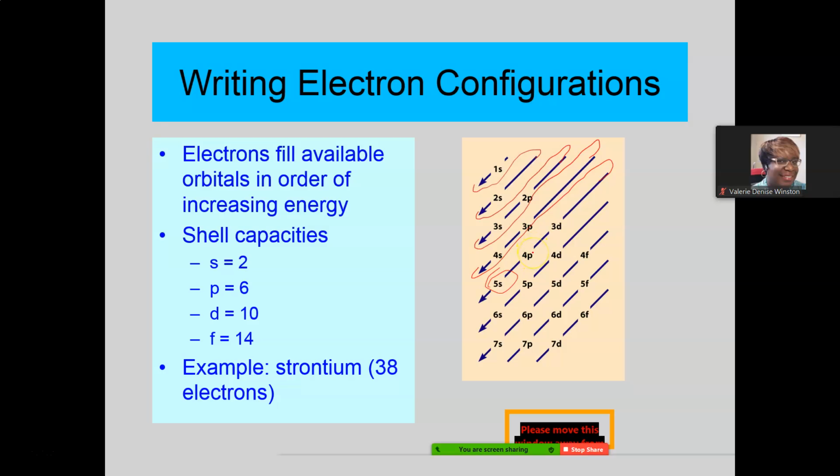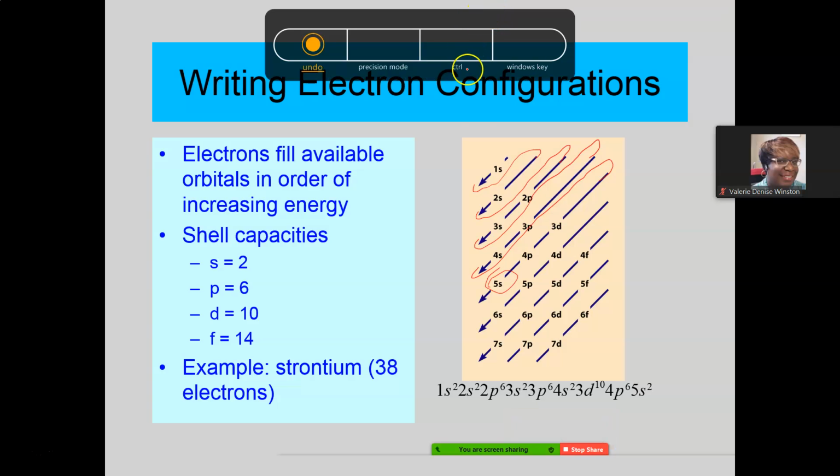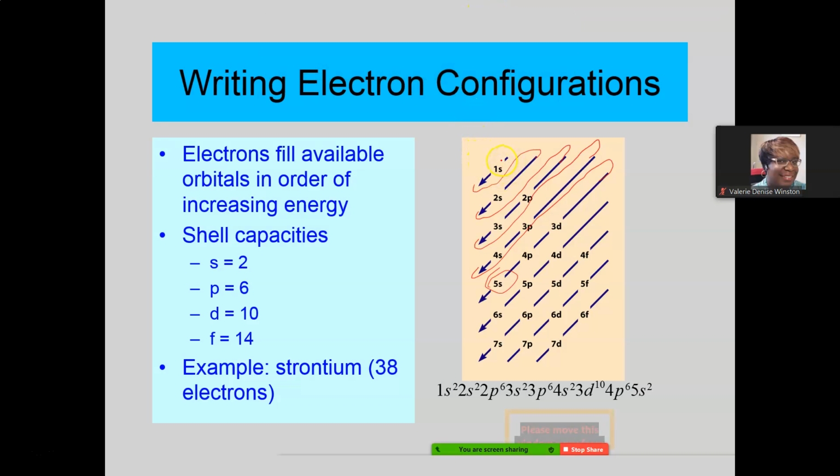Now, how do we write that? I think they show it next. Yep, here it is. 1s, and then this 2 means maximum of 2 electrons in s. Okay. So 1s2, 2s2, 2p6, 3s2, 3p6, 4s2, 3d10, 4p6, and 5s2. Okay? And that's how they fill up.